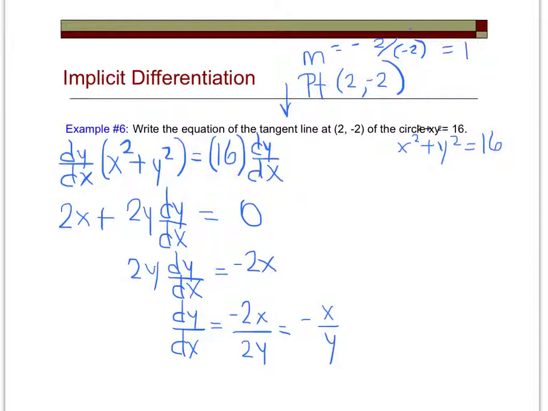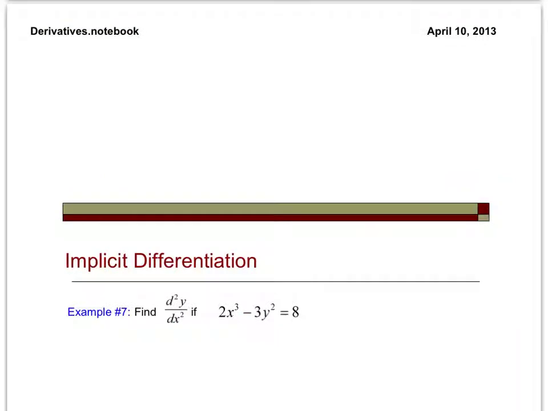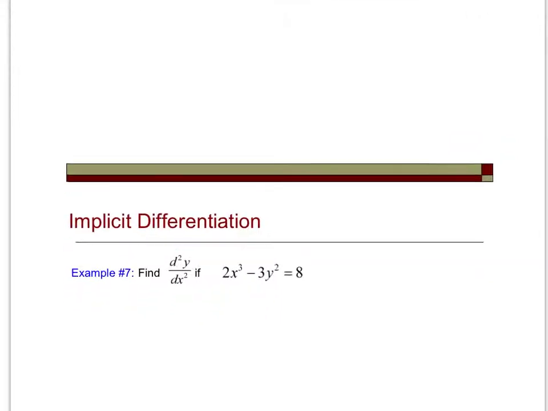So my point-slope equation is y plus 2 is equal to 1 times (x minus 2). And remember, you don't have to simplify. You can leave it just like that to save yourself some time. So let's do one more example with implicit differentiation.